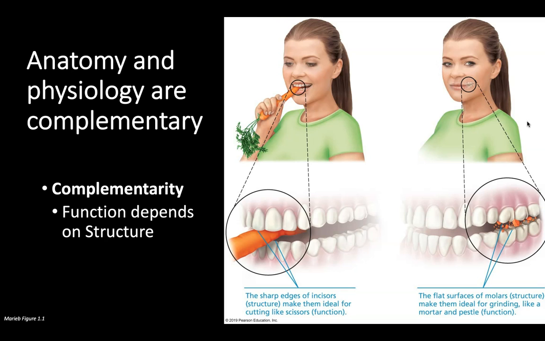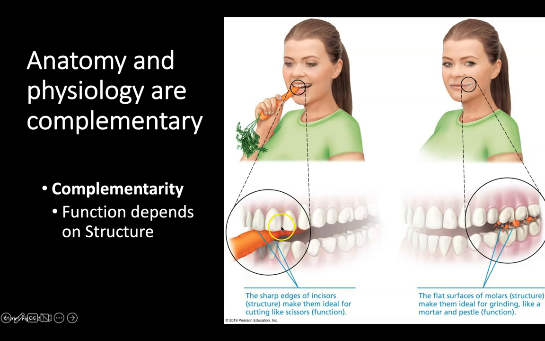We can also say that these two things, anatomy and physiology, are complementary. Complementarity just is a way of describing the fact that function depends on structure. And here's an example of what I'm saying. We have teeth, and these teeth come in different shapes. They all have a certain hardness that allows them to pull apart food items for our digestion.